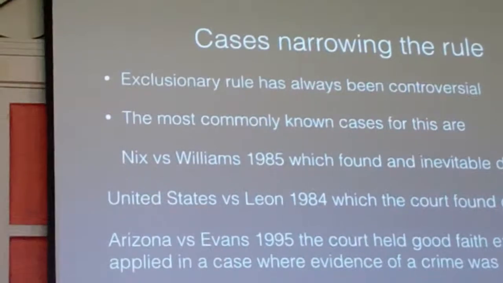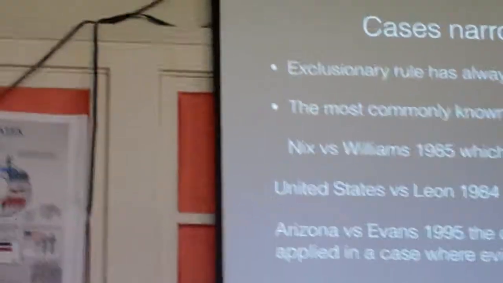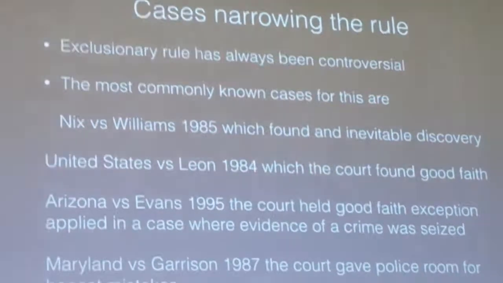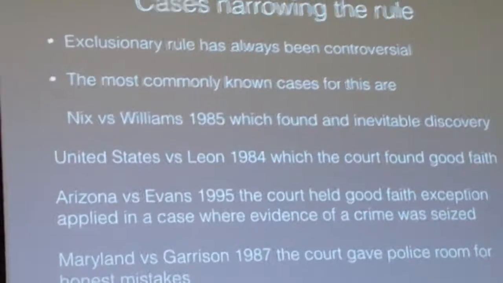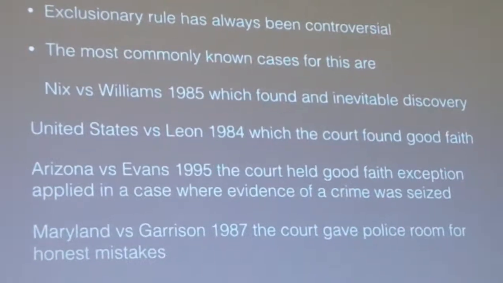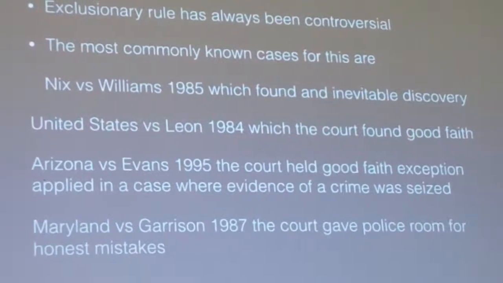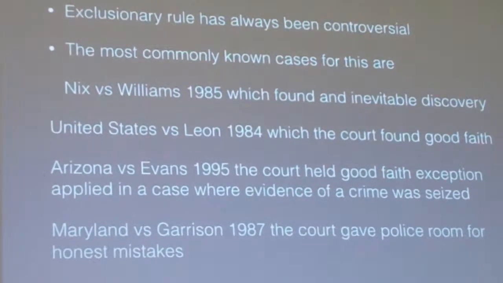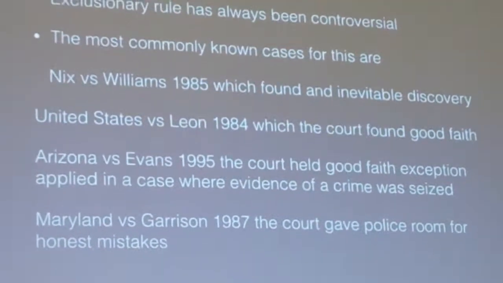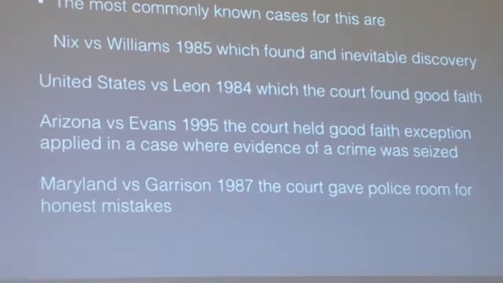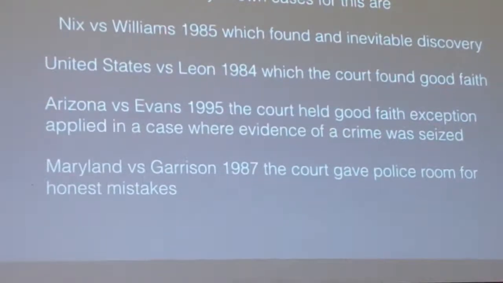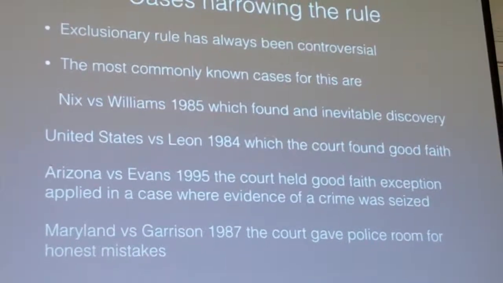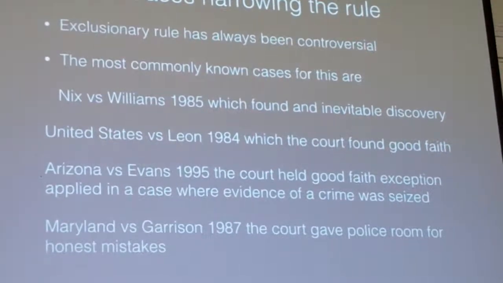Cases narrowing the rule: the exclusionary rule has always been controversial. The most commonly known cases for this are Nix versus Williams, 1985, which found inevitable discovery. United States versus Leon, 1984, in which the court found good faith. Arizona versus Evans, 1995, where the court held the good faith exception applied in a case where evidence of a crime was seized. Maryland versus Garrison, 1987, where the court gave police room for honest mistakes.